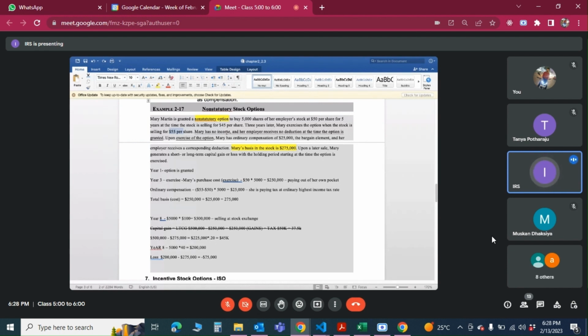Another thumb rule, if you're getting too confused, instead of mugging it up, put in the logic. Capital gain or capital loss will come into the picture only when there is a sale. If she just bought something for $50 and doesn't want to sell it for the next 10, 15, 20 years, and it's just sitting with her, no capital gain will come up.